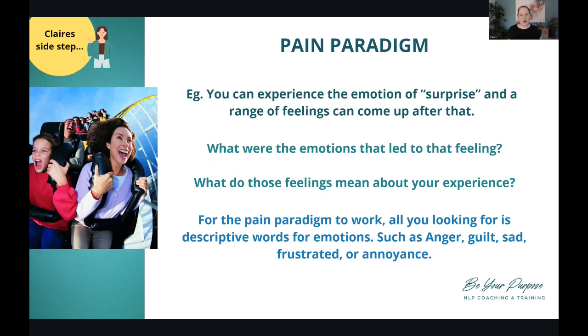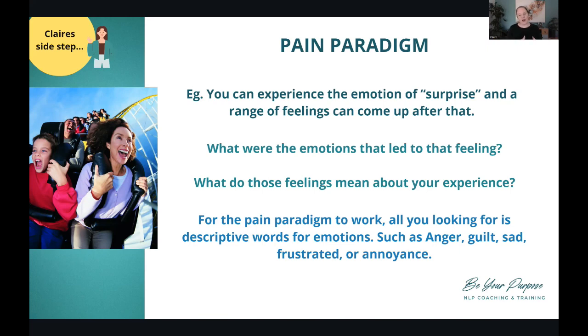So, like that example, going on a roller coaster, you can experience that emotion of surprise, and a range of feelings can come up. The emotions of that, like the whole body, the breathing, the sense of the rush, the emotions are the body's response. The feelings are the interpretation that you put to that experience. So, did you feel really excited about the roller coaster, or were you feeling absolutely terrified? Those feelings are based on the meaning that you put to it. Fabulous. I love this stuff.